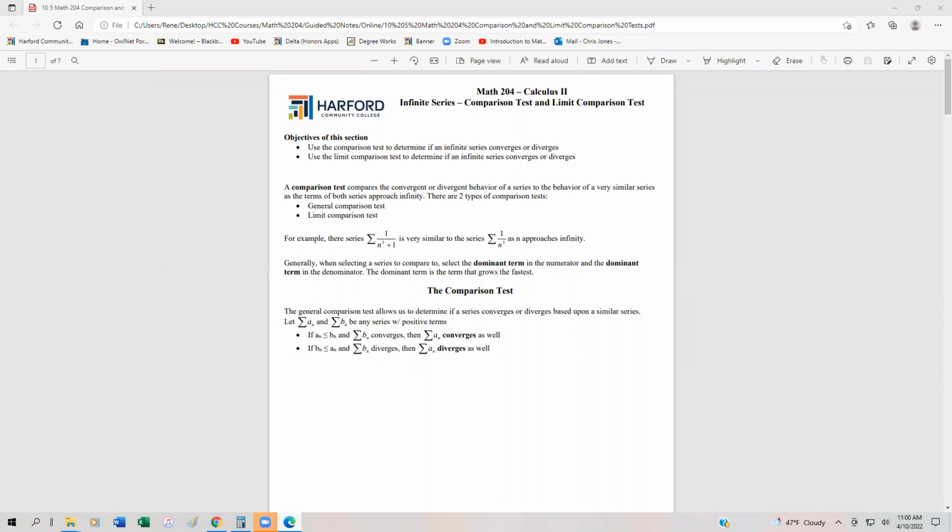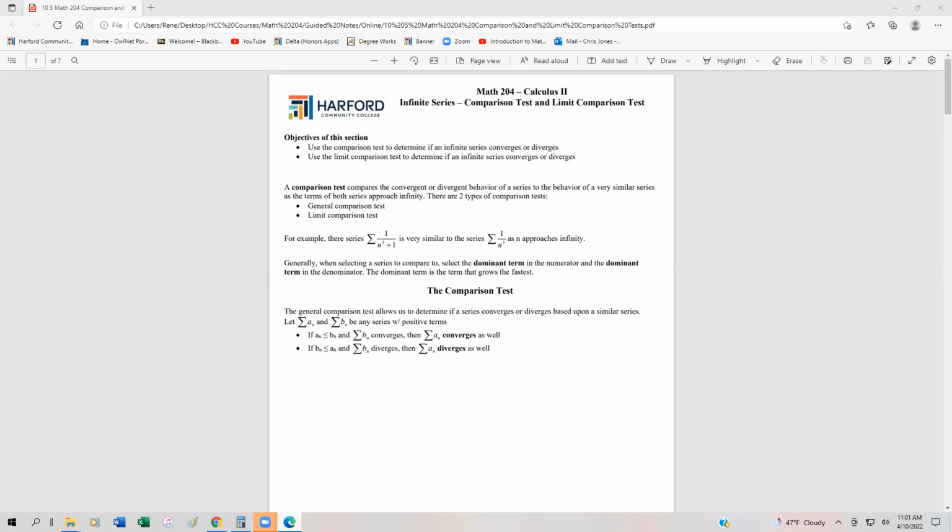The comparison test is a little bit easier to implement because it doesn't require a lot of high-level calculations, but it doesn't always work. It only works if the compared series meets some sort of conditions, which we'll go through in a few moments. The limit comparison test does work almost all the time, but it's a little bit more rigorous algebraically. So let's start off with the comparison test.